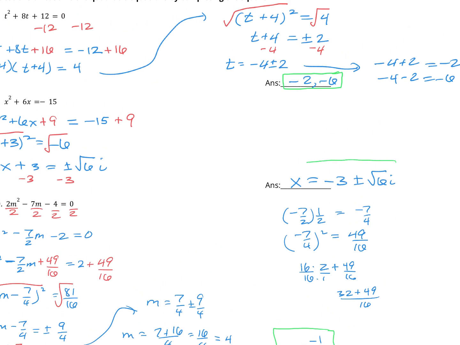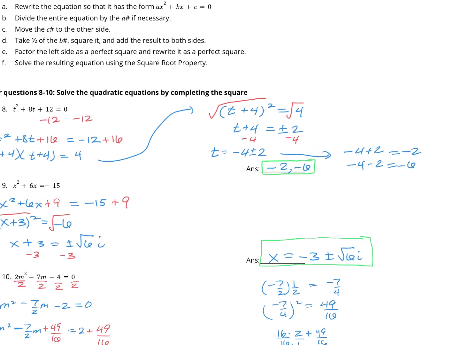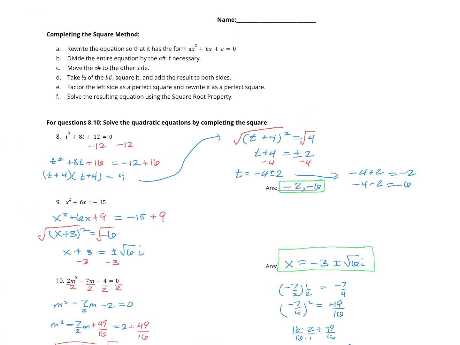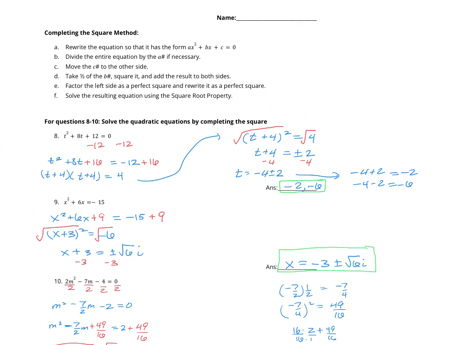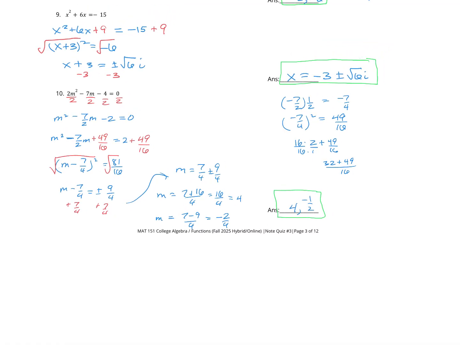And again, the idea behind completing the square is to turn your polynomial into a square by moving the constant to the other side, dividing the a number to the other side, taking half the middle number, squaring and adding, and factoring. So again, there's 3 really good examples of that process.